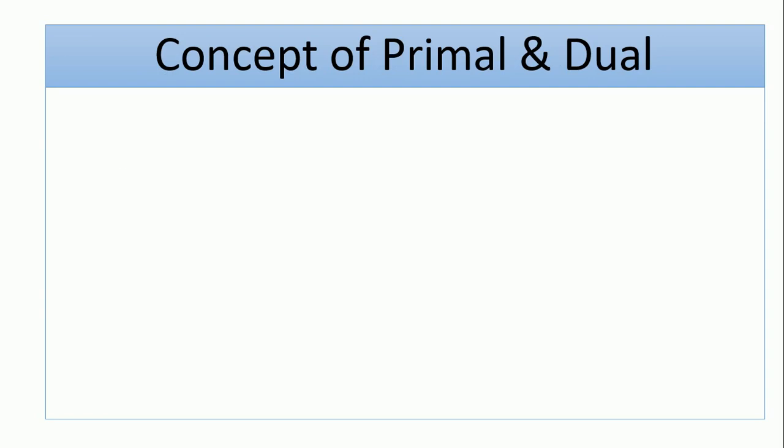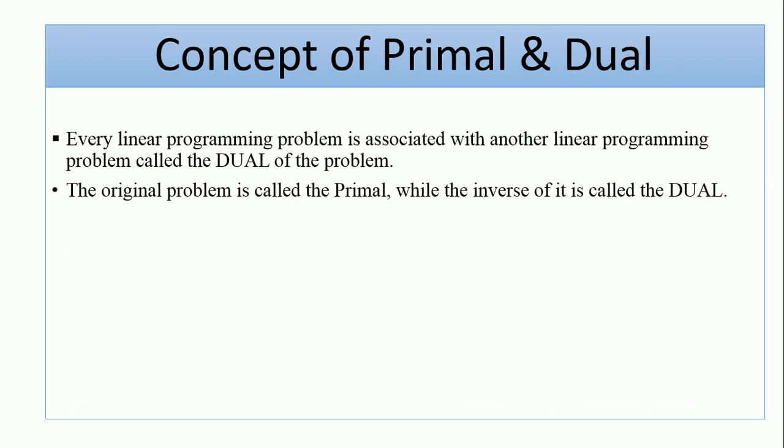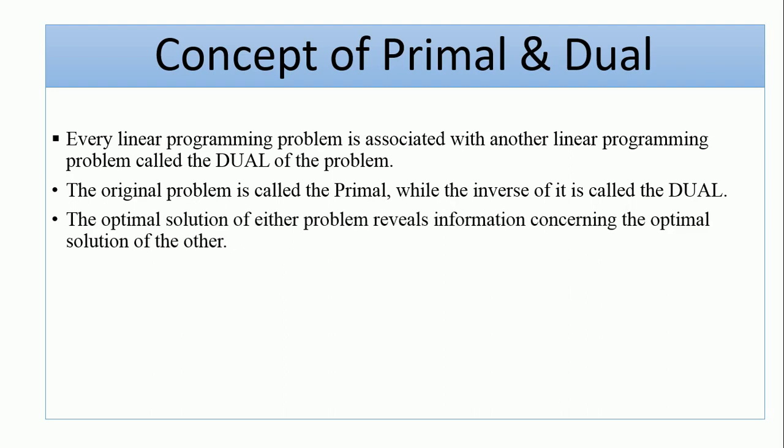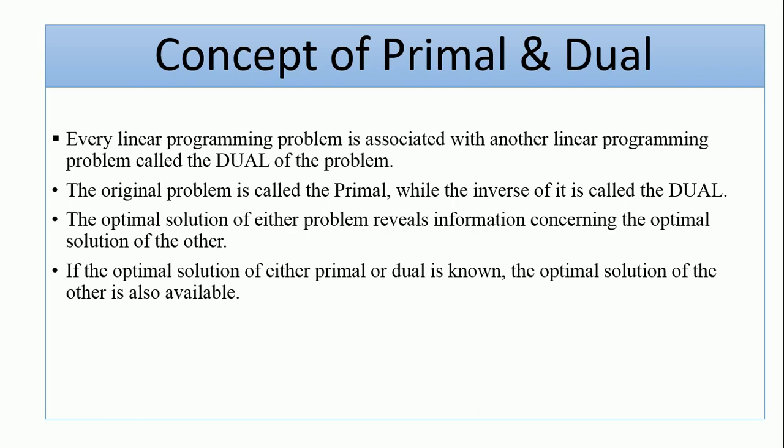The concept of primal and dual. Every linear program is associated with another linear programming called dual. The original problem is called primal. That's the linear programming of primary interest, the one that is extracted from the real life problem. And the inverse is the dual. The optimal solution of either problem reveals information concerning the optimal solution of the other problem. By this, what do we mean? If the optimal solution of either primal or dual is known, the optimal solution of the other is also available.